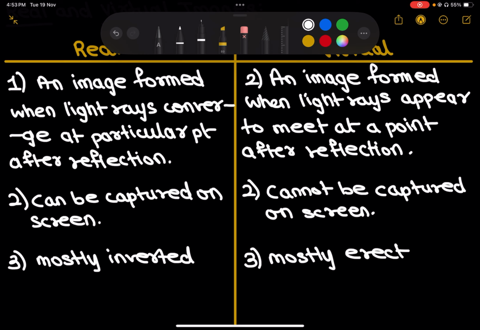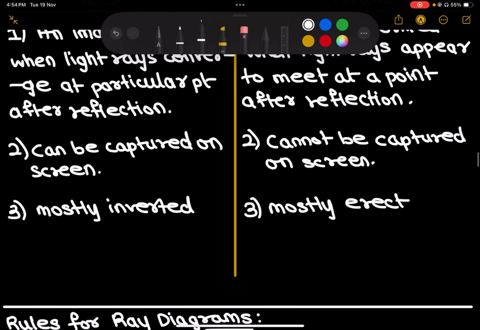So it is a good idea to write mostly here. Okay, so we don't know for sure if it works in every case.